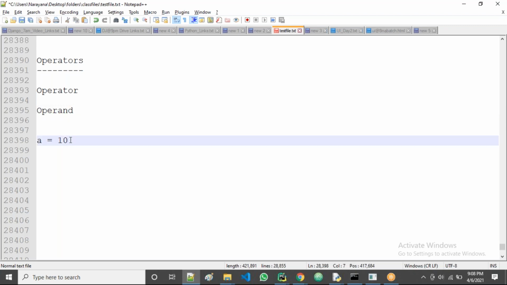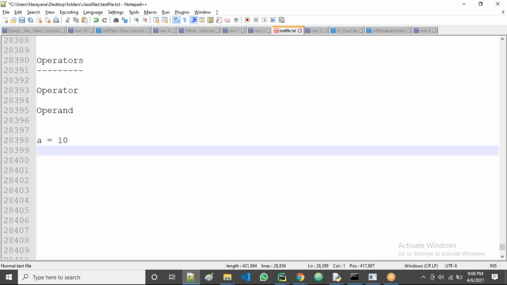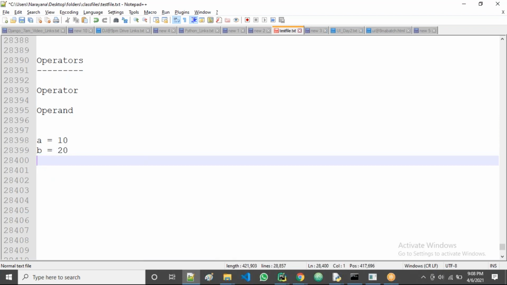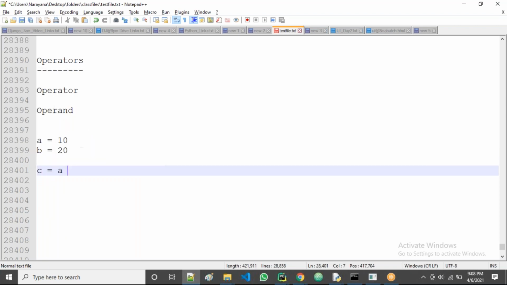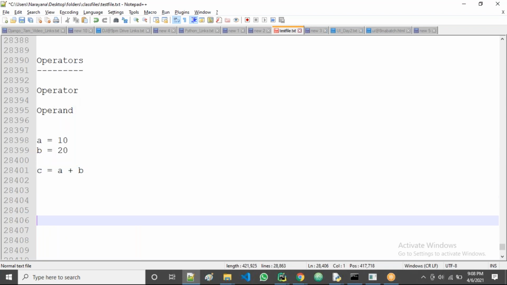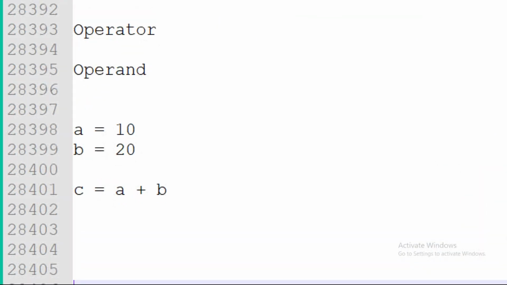So I'm taking a equal to 10, then b equal to, suppose, 20. I'll take some c equal to a plus b. Now all of you observe. Here the equal symbol is an operator. Here plus is the operator, and again the equal symbol is the operator.